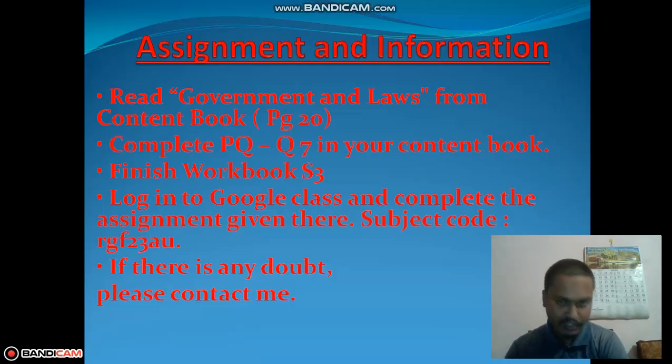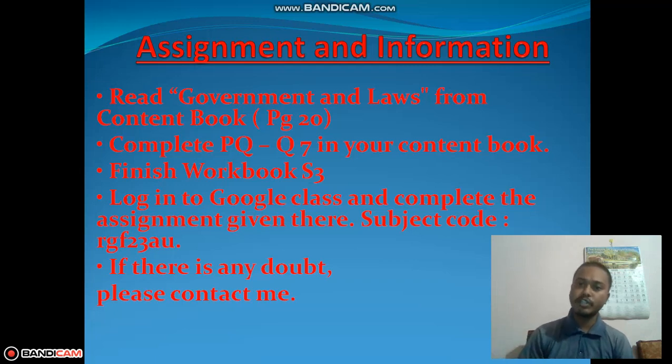Assignment and information. Let me tell you the assignment and information. Read about government and laws from the content book, page 20. Complete your PQ question number 7 in your content book only, and finish your workbook S3 in your workbook, and log in to the Google Classroom with the code. And if there is any doubt, please contact me. I will be giving one extra assignment question.